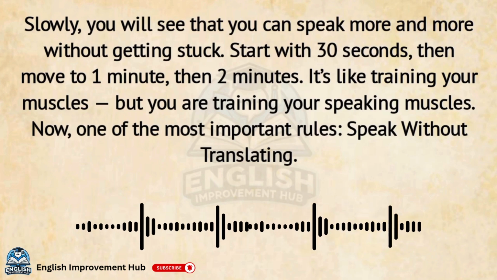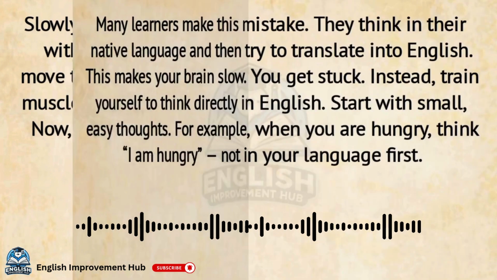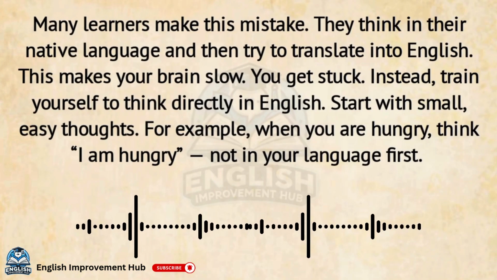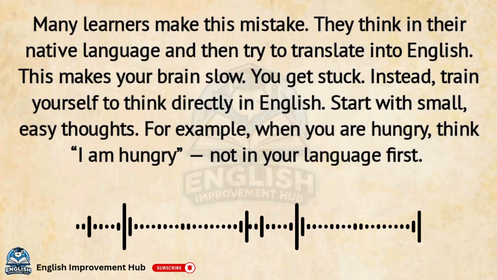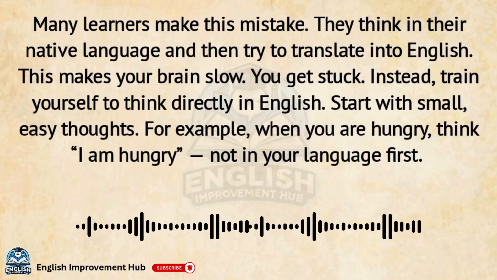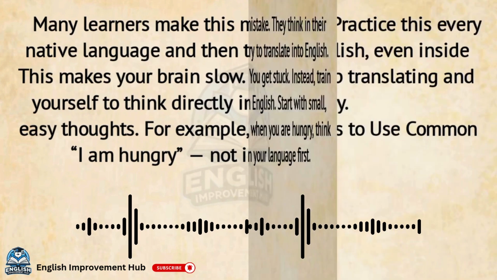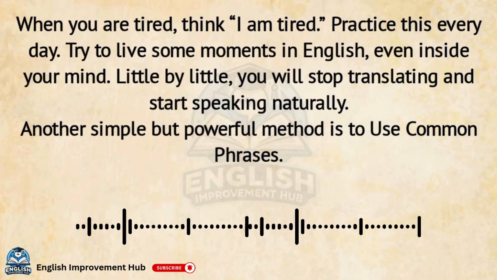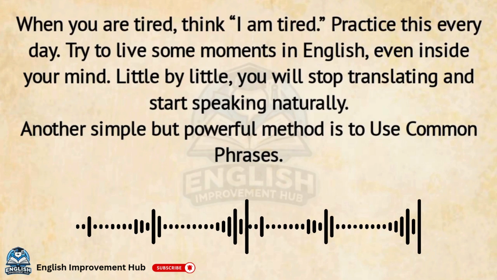Now, one of the most important rules, speak without translating. Many learners make this mistake. They think in their native language and then try to translate into English. This makes your brain slow. You get stuck. Instead, train yourself to think directly in English. Start with small, easy thoughts. For example, when you are hungry, think I am hungry, not in your language first. When you are tired, think I am tired. Practice this every day. Try to live some moments in English even inside your mind. Little by little, you will stop translating and start speaking naturally.